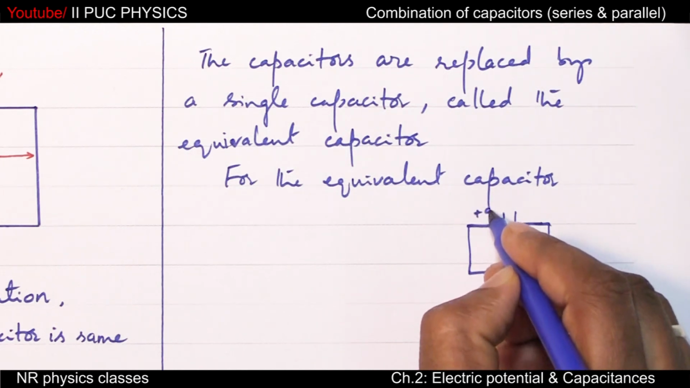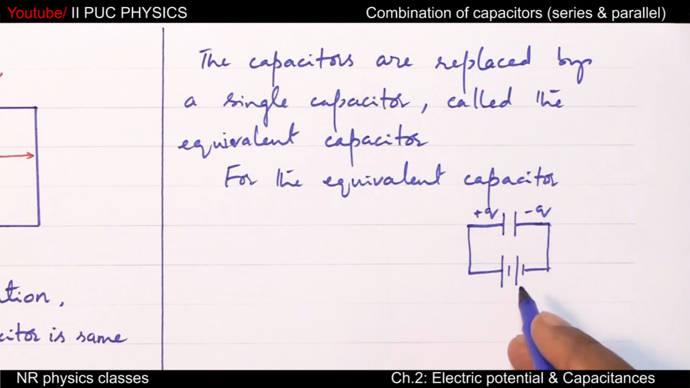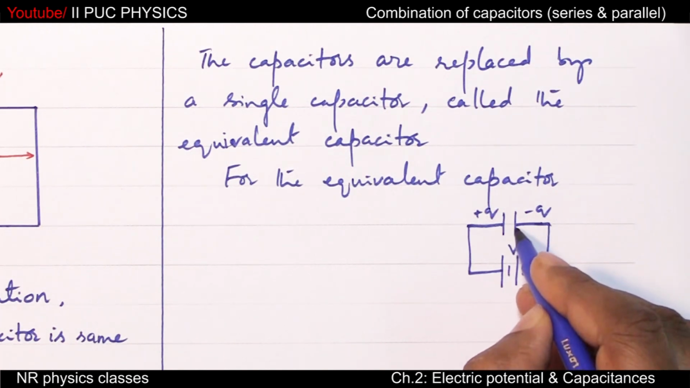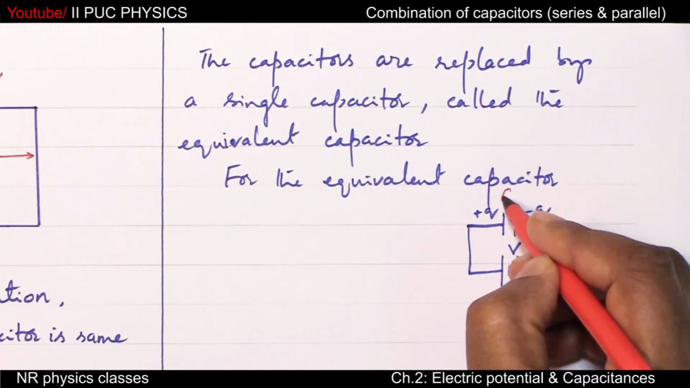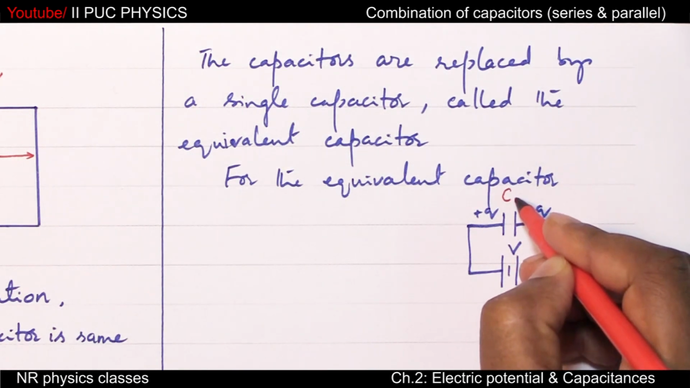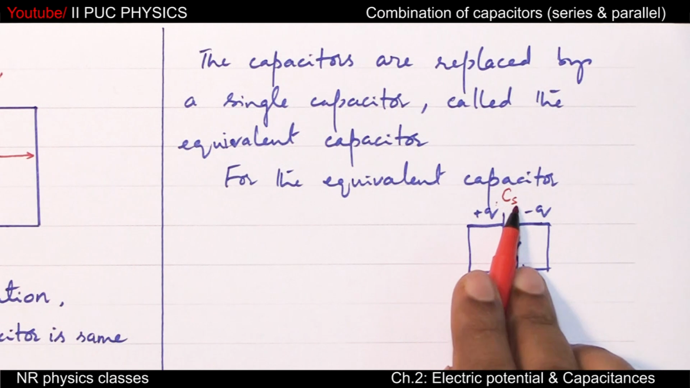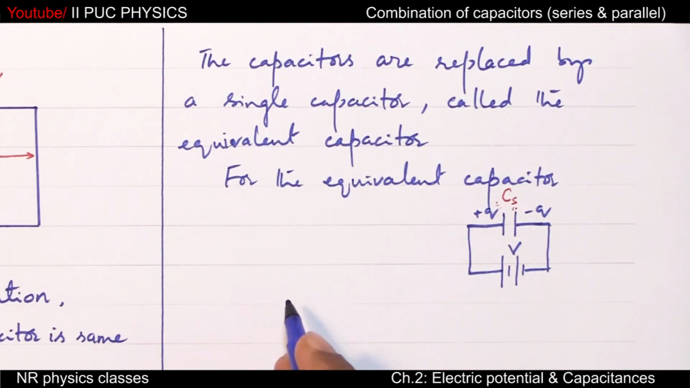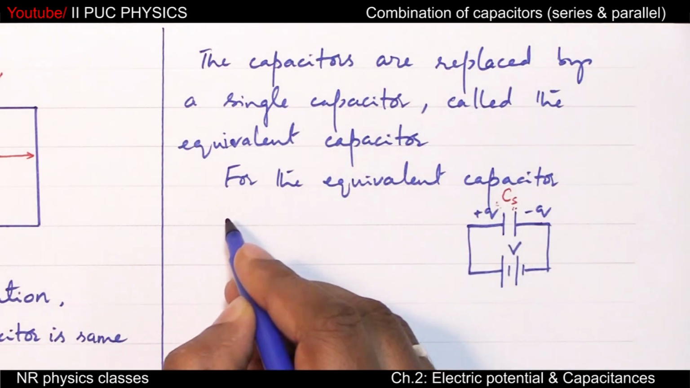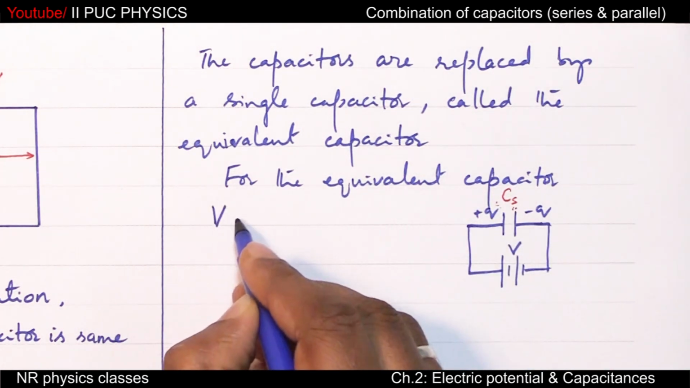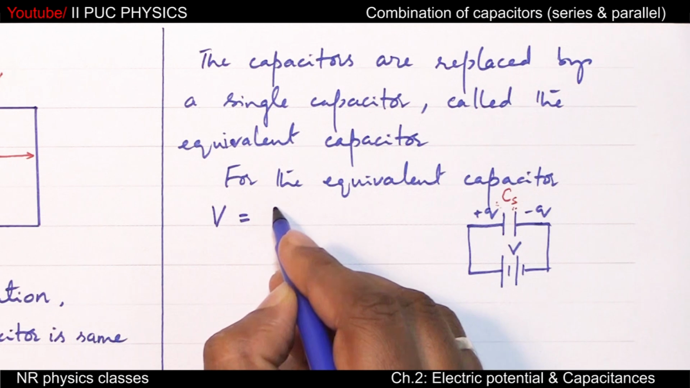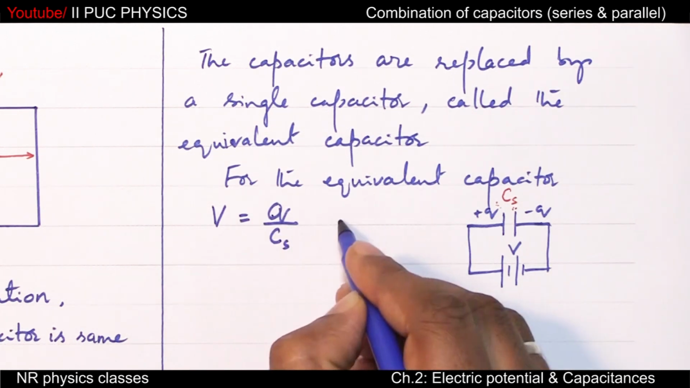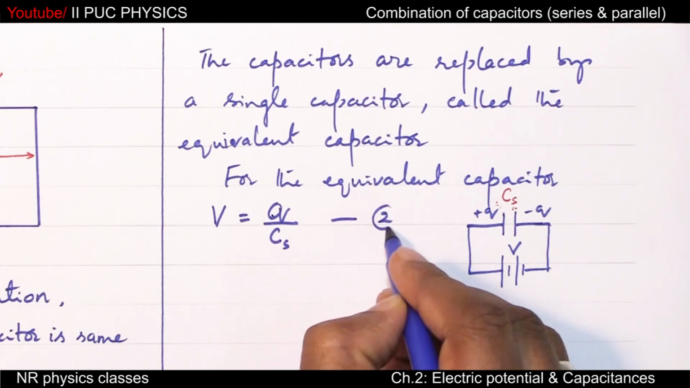So this is plus Q, this is minus Q, potential difference is V. So this capacitor CS stands for series equivalent of capacitors. For the equivalent capacitor, V equal to Q by CS. This is equation 2.